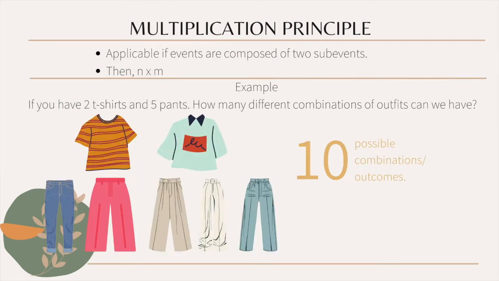The second principle is multiplication. In this principle, we have to imagine that an event is composed of 2 consecutive steps or 2 sub-events. For instance, in picking our outfit, we have to choose a t-shirt and pair it with pants. If you have 2 t-shirts and 5 pants, then step 1 is to choose from the given 2 possible t-shirts, and step 2 is to choose from the 5 possible choices of pants. Then 2 times 5, we will get 10 possible combinations of outfits.